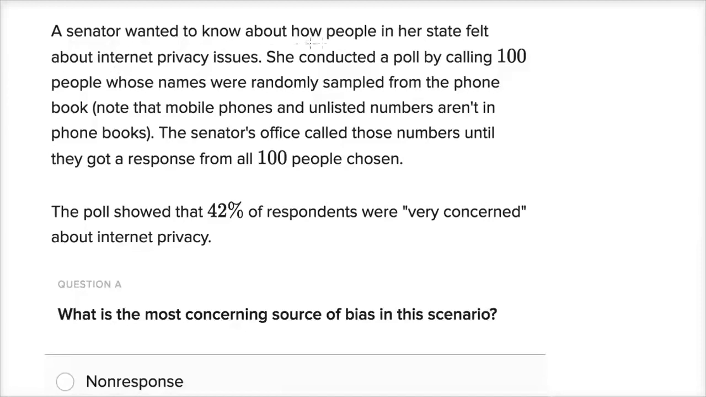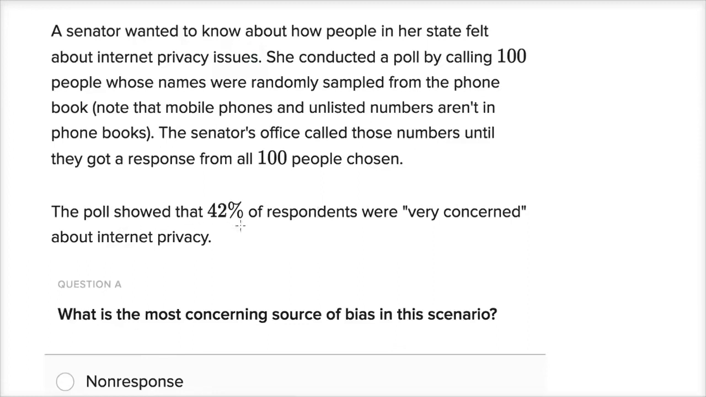A senator wanted to know about how people in her state felt about internet privacy issues. She conducted a poll by calling 100 people whose names were randomly sampled from the phone book. Note that mobile phones and unlisted numbers are not in phone books. The senator's office called those numbers until they got a response from all 100 people chosen.